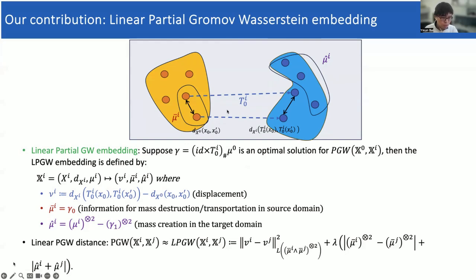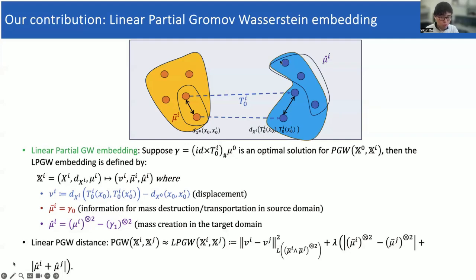In the partial GW setting, we construct the linear embedding in the following way. The first term is the displacement, which is the same as in the linear GW setting. The second component is the part of the transported mass in the source domain. The reference measure, I mean the source measure, is given. I know the part which is transported, so I will also know the part which is not transported. Based on the first two components, I will know the part which is matched in the target domain.